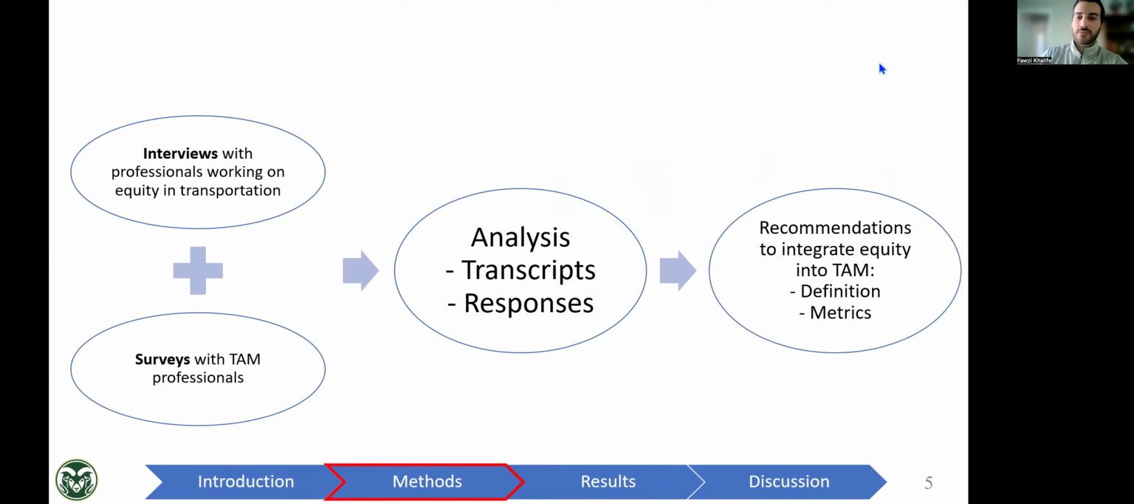Based on these transcripts and responses, we developed a couple of recommendations and lessons that we learned. Today I'll be sharing the definitions and the recommendations related to defining equity and measuring it in asset management.